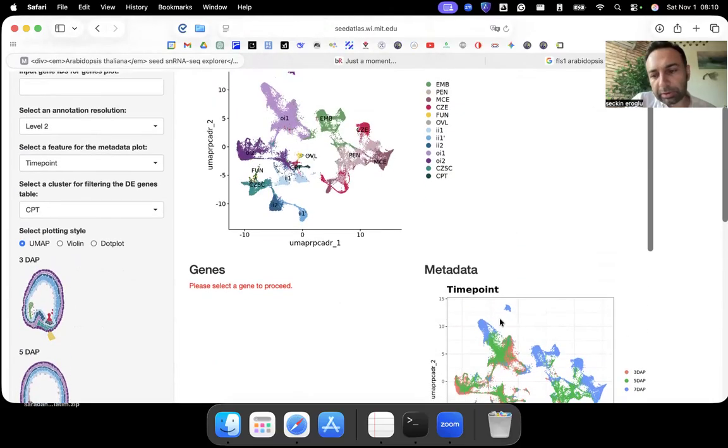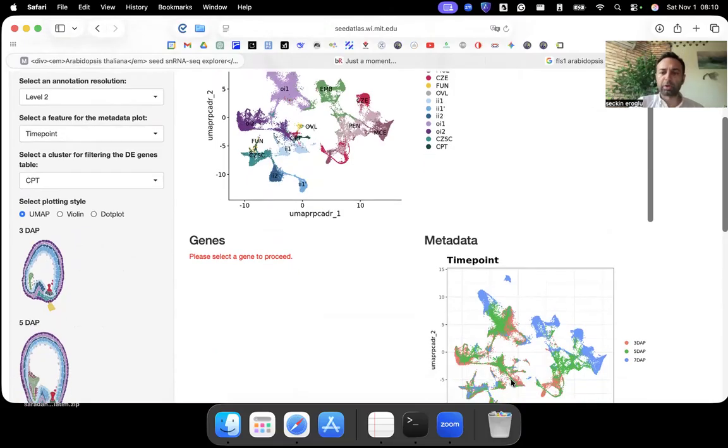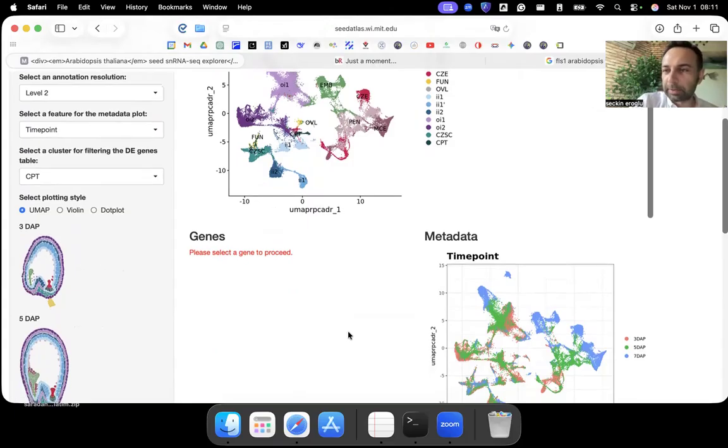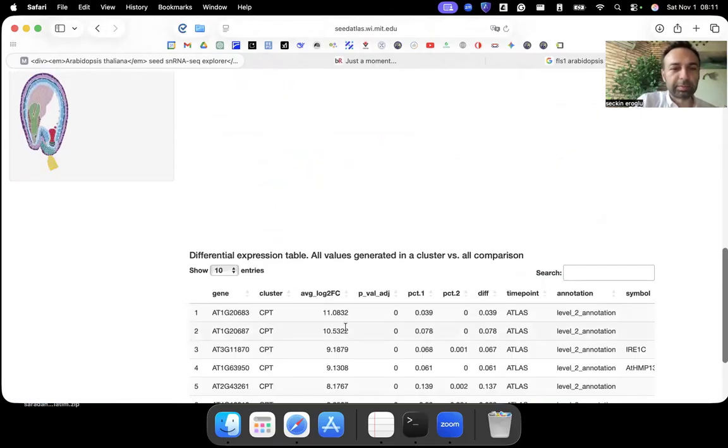7 days of OE1 is more similar to 5 days of OE1 and so on. I think this is how it should be interpreted. Then they have another thing they did, but not every website does it. They have a differential expression table.